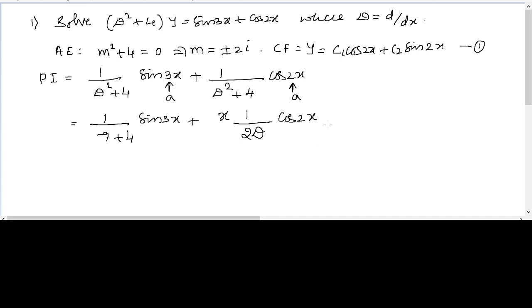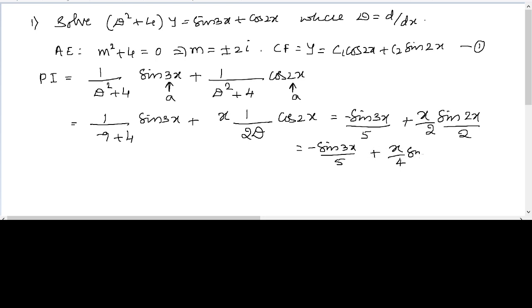Continuing, we get sin 3x upon minus 5 plus x by 2 into 1 by D of cos 2x. 1 by D means integral of cos 2x. What is the integral of cos 2x? That is sin 2x upon 2. By simplification we get minus sin 3x upon 5 plus x by 4 into sin 2x. This is the value of PI we get.